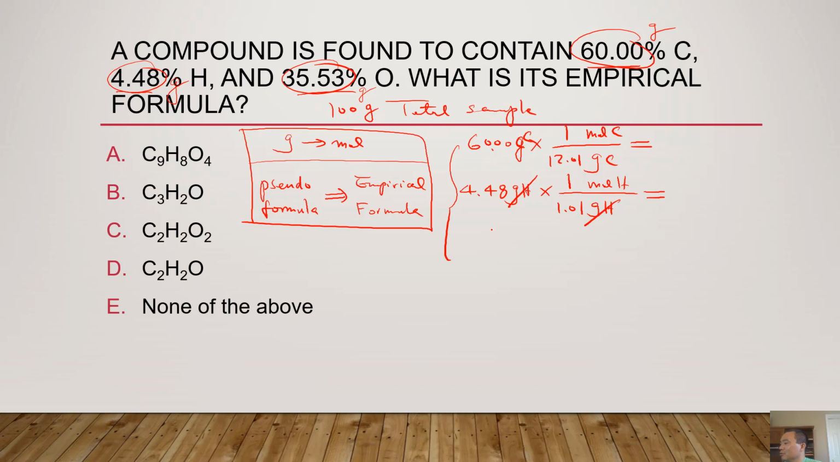Next we have 35.53 grams of oxygen times, again, so grams of oxygen is cancelled out. 1 mole of oxygen is 16.00 grams. So let's do this calculation right now. Turns out the first one is 4.996 moles. Let's do the second one.